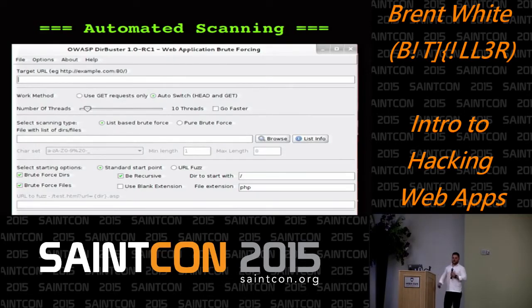OWASP DirBuster, that's a good one to use too. It's pretty time consuming, but basically it will go through and scan for commonly named folders. There are huge lists for folder names, or you can actually do a true brute force for not only folders, but for files as well. And by using this tool, several times I have found backup SQL database files that I could just pull down because they weren't behind any sort of authentication. They just renamed the file and thought that security by obscurity was a good idea, and that's not a good idea. So this helps find those things.